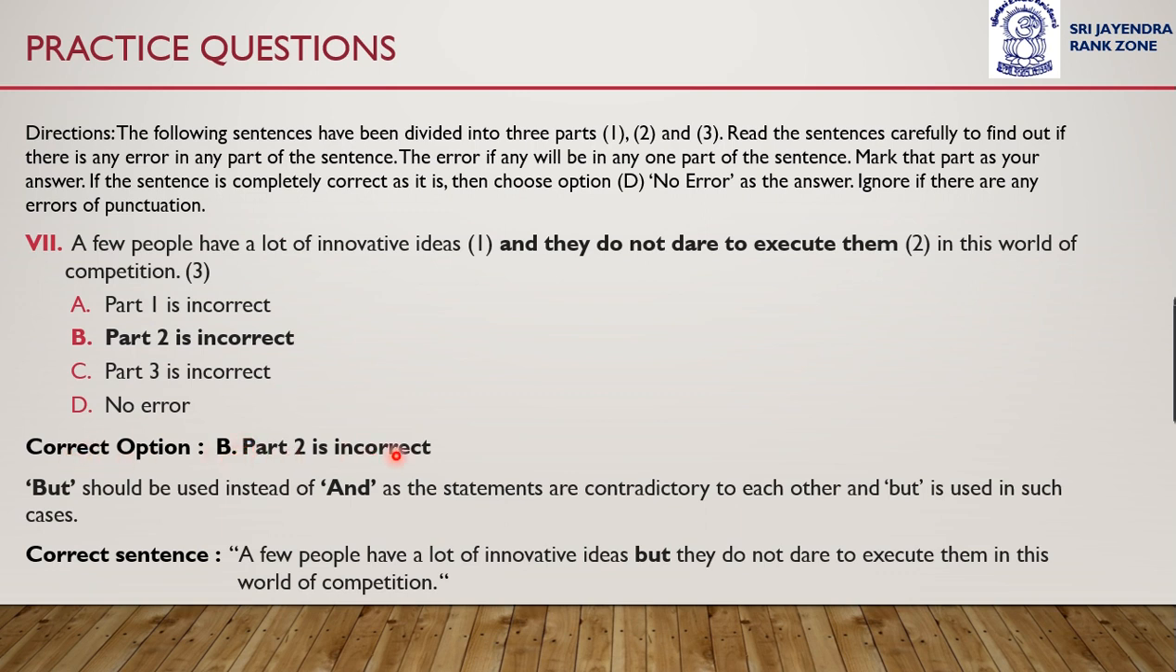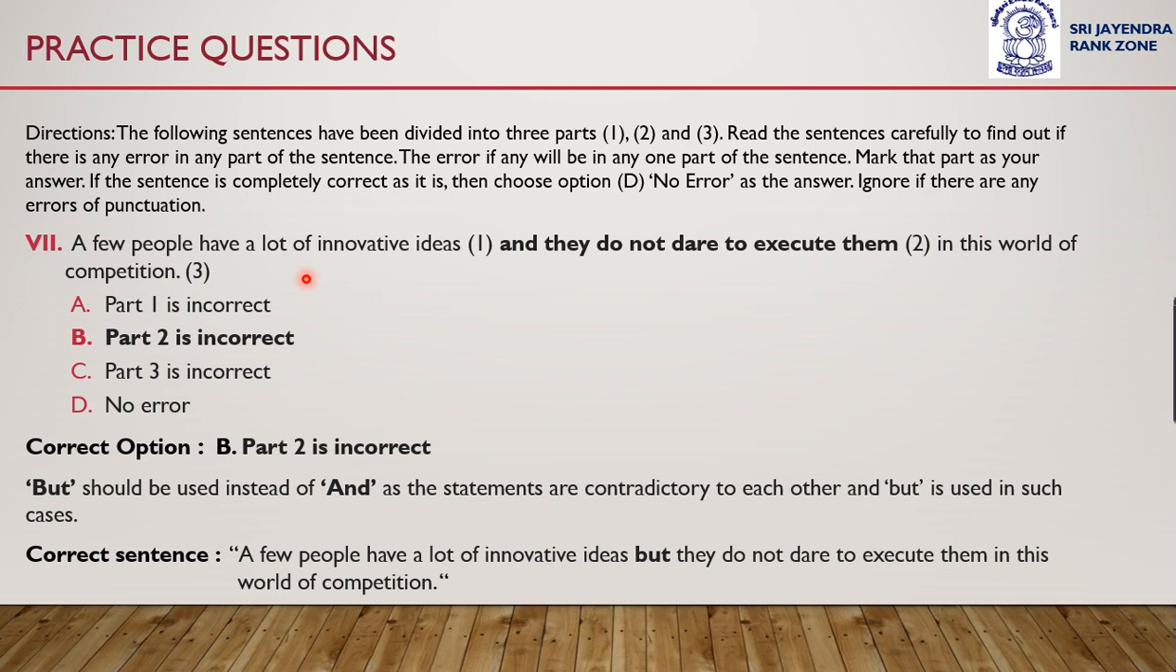Part 2 is incorrect. How? "But" should be used instead of "and" as the statements are contradictory to each other and "but" is used in such cases. So "and" should have been replaced with "but". Why? Because the second statement is a contradictory statement to the first statement.